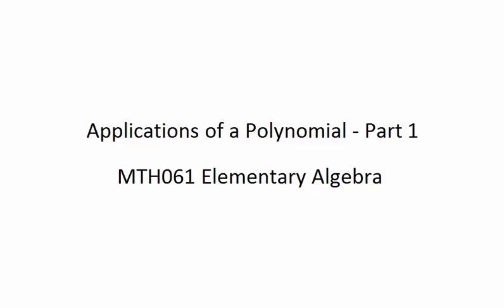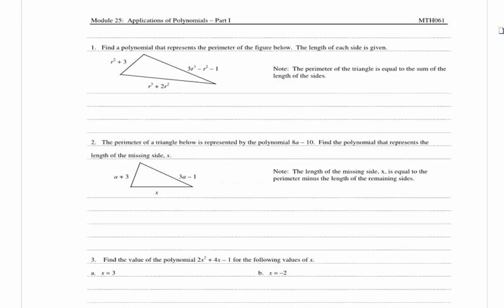In this video, we're going to look at applications of a polynomial. In 1, it says, find a polynomial that represents the perimeter of the figure below. The length of each side is given. And then it says, note, the perimeter of a triangle is equal to the sum of the lengths of the sides. So we're going to add up each of these polynomials to get our perimeter.